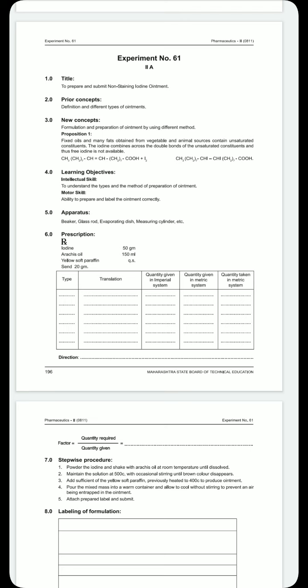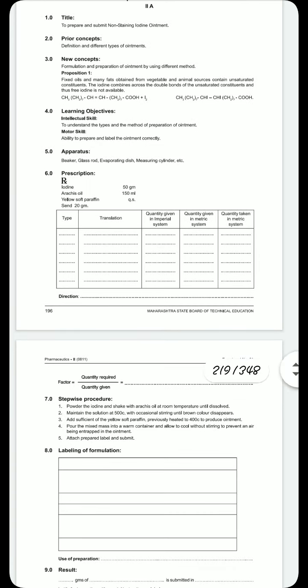and label the ointment correctly. In this experiment, we require apparatus like a beaker, glass rod, evaporating dish, measuring cylinder, etc. Then, in this experiment, we need the ingredients like iodine, RHE oil, and soft yellow soft paraffin.